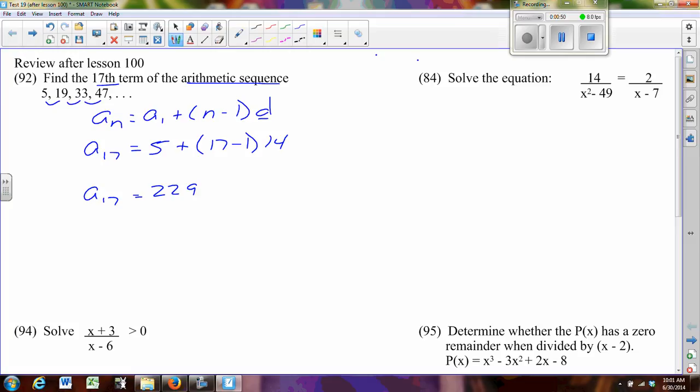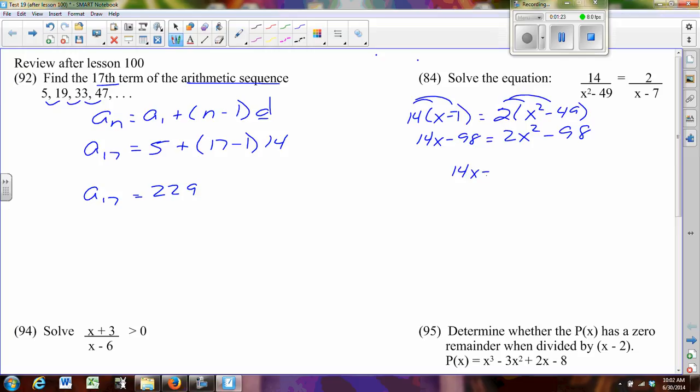Now for the next problem from lesson 84, I don't know what to do, so I know I can cross multiply. That's the big thing to get unstuck: just ask what can I do? So I'm going to cross multiply. Now I can distribute: 14x minus 98 equals 2x squared. Right when I see that 2x squared, I automatically think this is a quadratic. Now my 98s will cancel out because it's minus 98 minus 98, so I'd have 14x equals 2x squared. So I can bring over my 14x, again, don't know what to do, so I can just minus 14x.